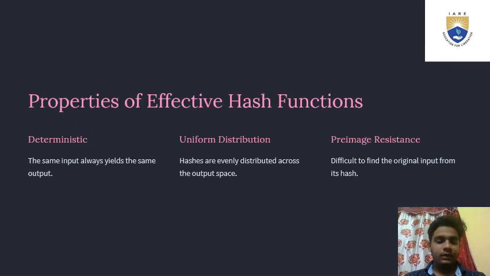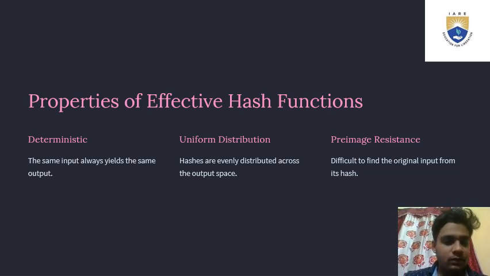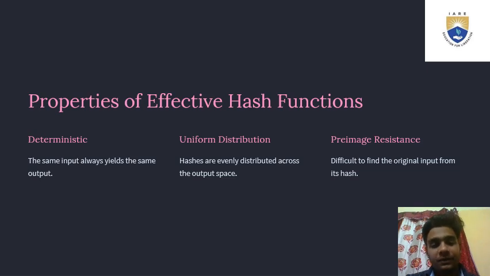Coming to the next, the properties of effective hash functions. The first property is deterministic: the same input always yields the same output. Next, uniform distribution: hashes are evenly distributed across the output space. Next one, preimage resistance: it is difficult to find the original input from its hash.